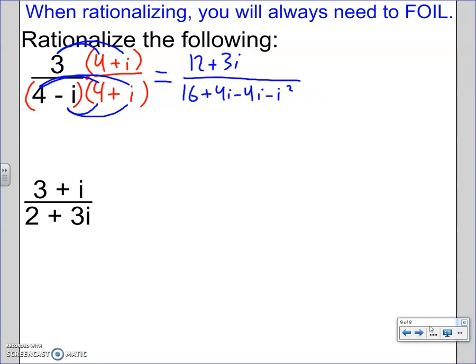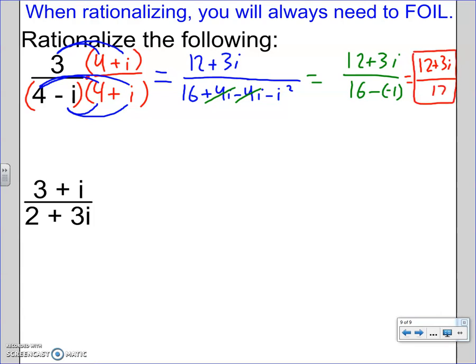Alright, I'll leave the top alone. For the bottom, I need to combine terms. Positive 4i minus 4i cancels out. When you have this middle sign different, it always cancels out the middle terms. That's good. So really I have 16 minus i squared. But I can't have i squared. Remember, i squared is negative 1. So if I fix that, when you subtract a negative, that's really adding. So this is going to be 12 plus 3i over 16 plus 1, which is 17. That's my final answer. There is no i on the bottom anymore, so we rationalized the denominator.